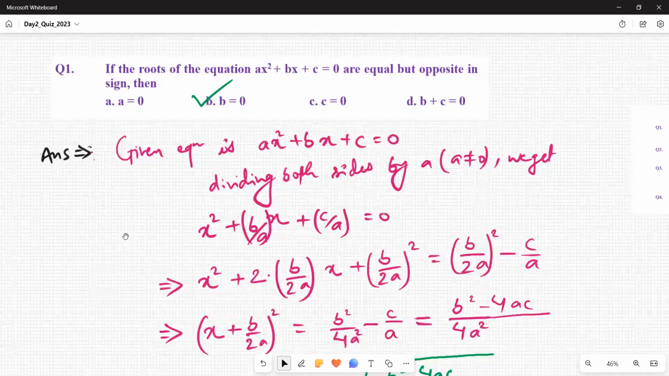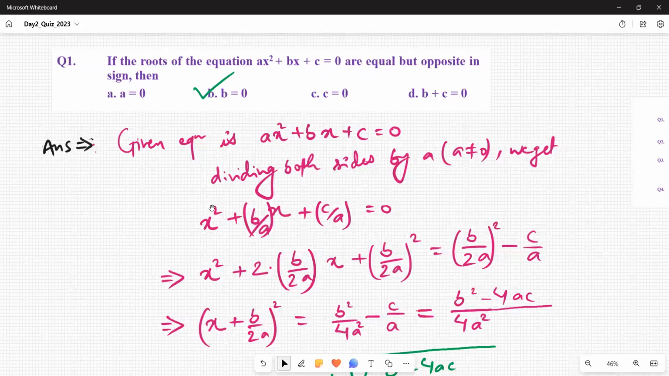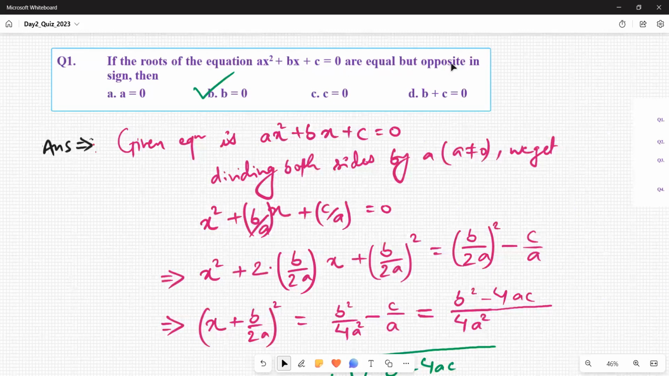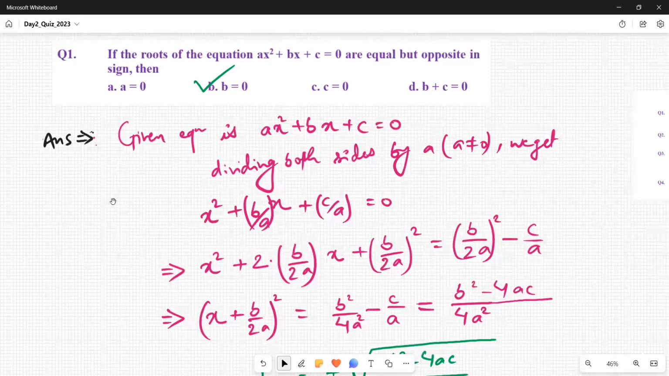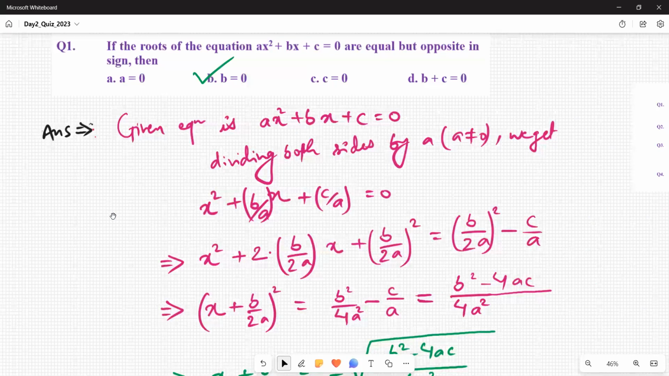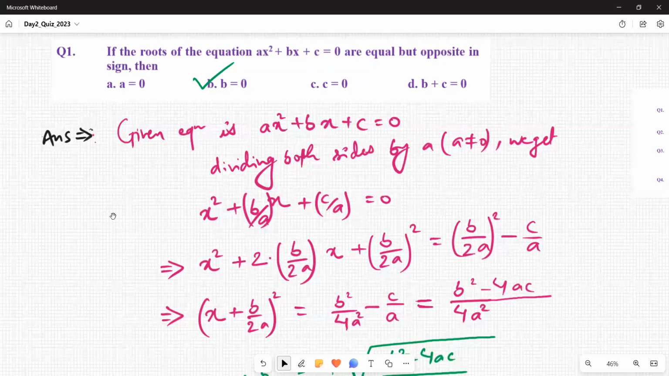So we have this question. Question number 1. If the roots of the equation ax square plus bx plus c equal to 0 are equal but opposite in sign, then. I will discuss the solution in a very basic, very detailed way, and also I will show you how to tackle it in less than a minute or a couple of minutes, because you will have very less time in the exam to solve it, right? First let me talk about it in the detailed way, then I will show you the tricky way, so that you can save time. I will show from basic, so that even if you have forgotten the concept, it will be recalled.